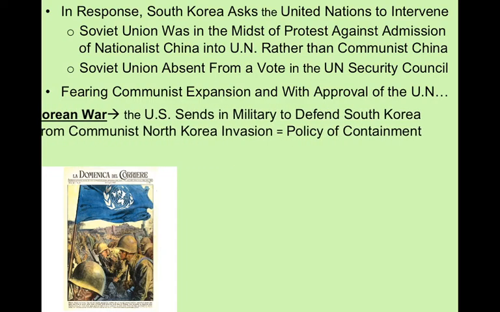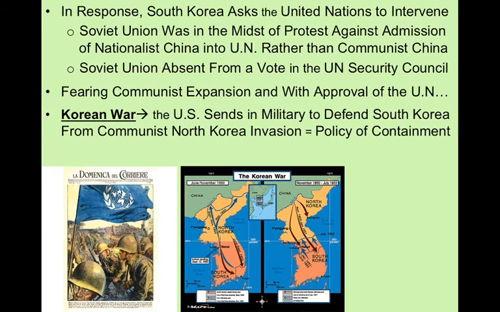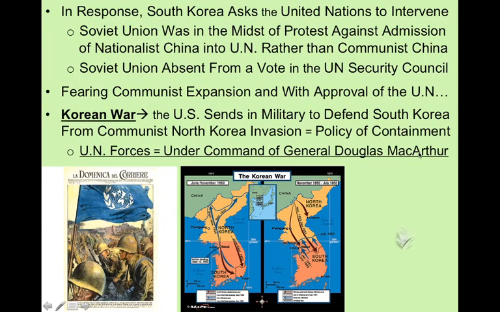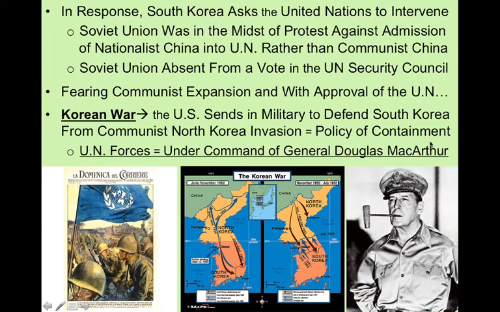And so what we're going to see here is the United States will lead these UN forces. And the reason we're getting involved again is that policy of containment. Remember, the policy of containment is to try to stop the spread of communism. The leader of UN forces is going to be Douglas MacArthur.